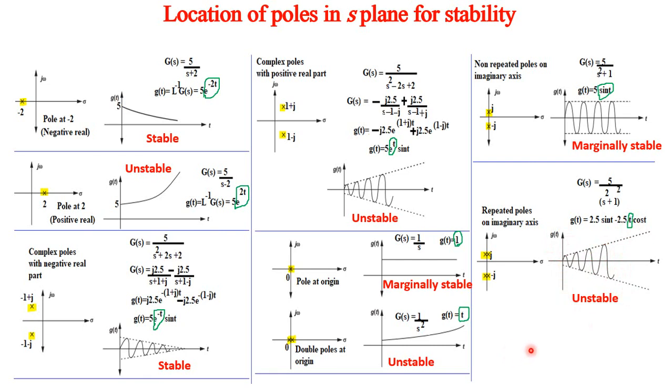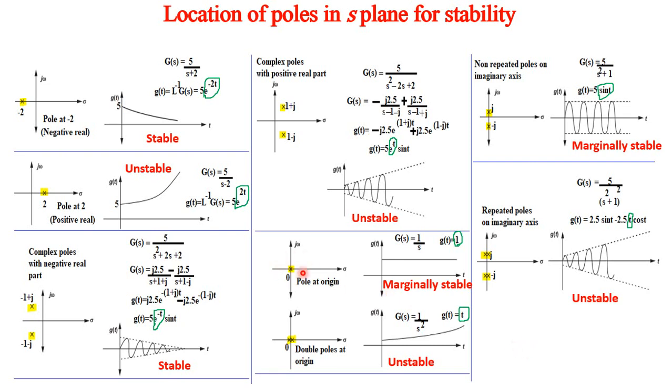So from these 7 examples, what we can understand is, if all the poles are present in left half of S plane, whether they are real or complex, impulse response is going to be bounded, that is integral 0 to infinity mod g of t dt is less than infinity, therefore the system is stable. If any pole is present in the right half of S plane, definitely impulse response is going to be unbounded, system is unstable.